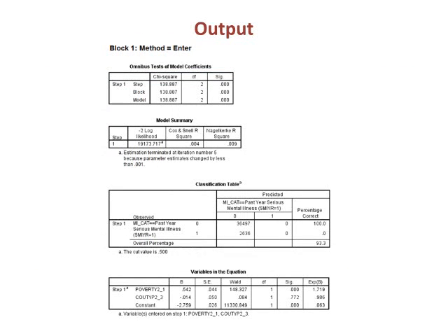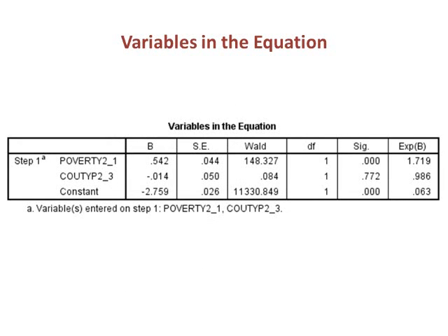There are a number of pieces to the output. We want to go back to block 1, or the last block, which is the final result. There are 4 tables that are part of this block. The bottom box titled Variables in the Equation contains the parameters for fitting the curve.